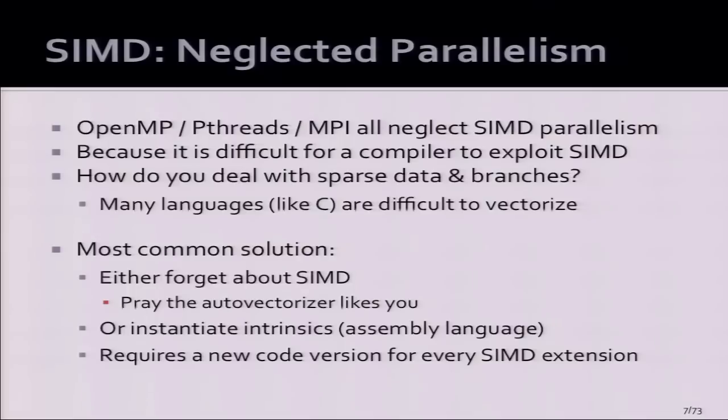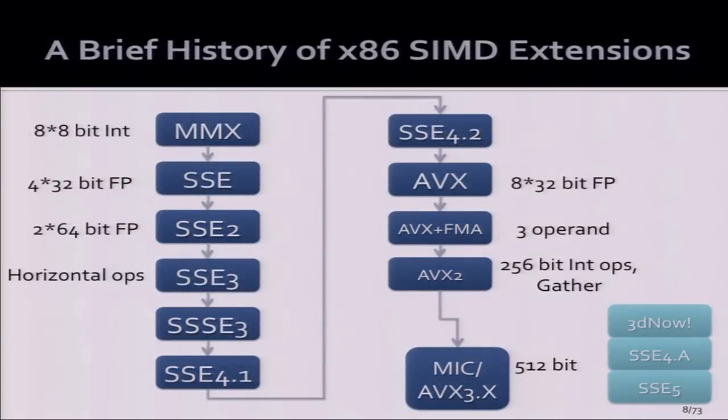And that's because it's difficult for a compiler to automatically exploit SIMD, because it's hard to deal with sparse data and branches. How do you automatically vectorize across your data structures, especially when you have languages like C that are difficult to auto-vectorize. So commonly, what people have done in the past with SIMD on traditional CPU architectures is they've forgotten about SIMD and prayed that the compiler would just automatically do something, which sometimes works. Or if you really care about it, you instantiate intrinsics, which is almost like assembly language. You're calling very low-level functions that explicitly instantiate the instructions that you want. And that requires a new code version for every SIMD extension, of which there have been quite a few.